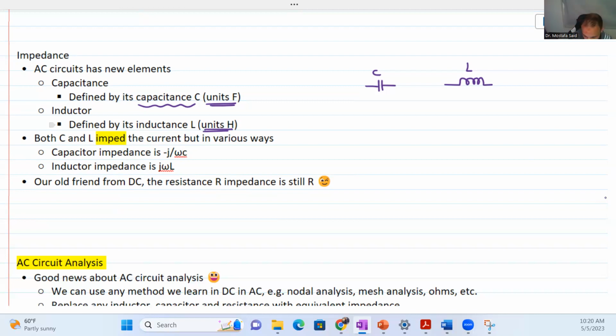We discussed this also. So the impedance of the capacitor is minus j over omega C, and the impedance of the inductor is j omega L. And our old friend from DC, the resistance, has an impedance as well, but its impedance is just R. It will not change. Good.